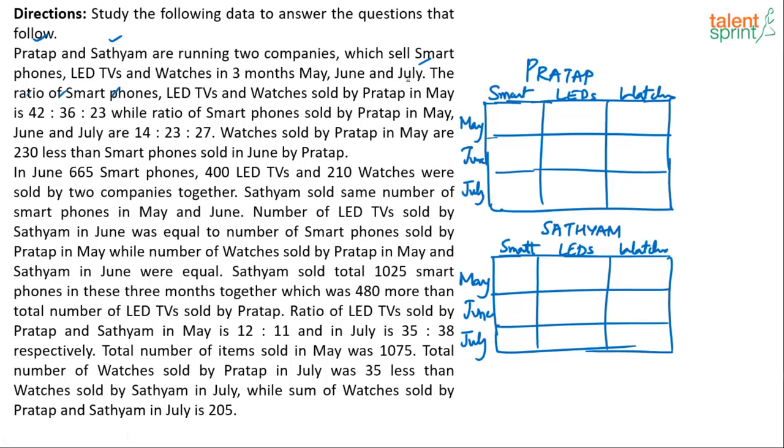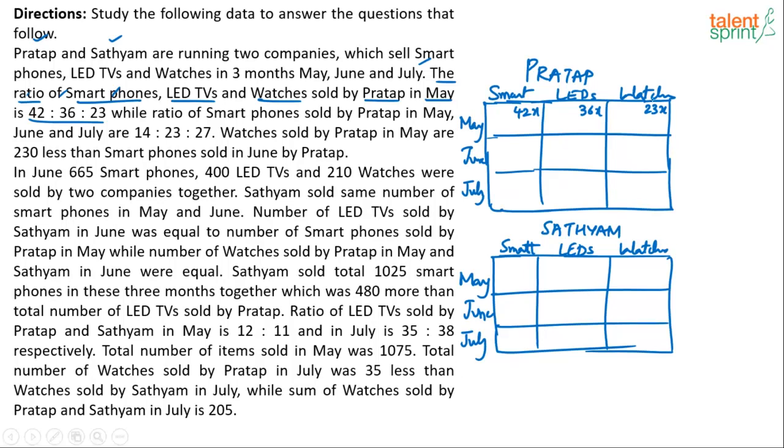So let's read the first point here. It says the ratio, look at this, the ratio of smartphones, LED TVs and watches by Pratap, so we are focusing on the first table, in May is 42:36:23. So in the month of May, the first row, the ratio of smartphones to LED TVs to watches by Pratap is 42:36:23. So how do you want to write it? I think what we can do is say if this is 42x, then this is going to be 36x and this one is 23x. Whenever we get to know one of these three values, we can fill up the other two, right? The ratio is 42:36:23, meaning if this is 42 parts, this is 36 parts, LED TVs and watches are 23 parts, right?